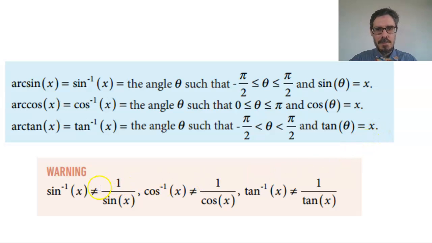And a reminder, sine to the -1 doesn't mean 1 over sine. Cos to the -1 doesn't mean 1 over cos. Tan to the -1 doesn't mean 1 over tan. By this notation, we actually mean arcsine, arccos, arctan.